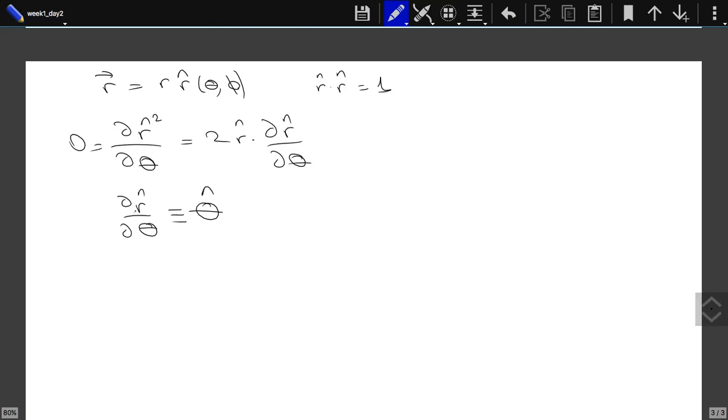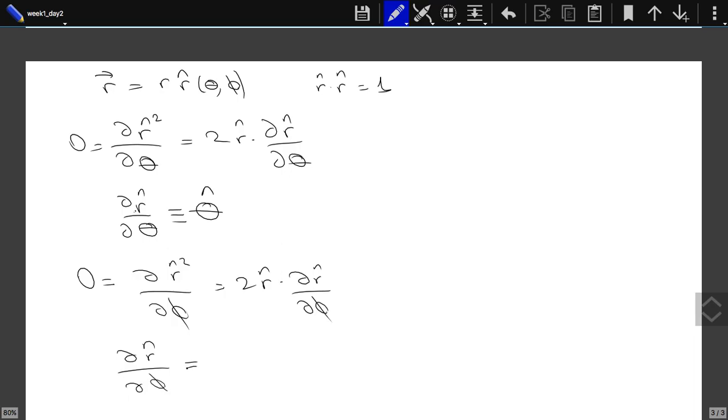Well, I can just repeat the same thing for phi. 0 should be equal to the derivative of r hat squared with respect to the phi coordinate. Well, because r hat squared is 1, it's constant, it doesn't depend on phi, so its derivative is 0. On the other hand, I can just take the derivative explicitly. This will be 2r hat dot dr hat by d phi. So now I have a third vector which is perpendicular to r hat. dr hat by d phi is perpendicular to r hat.